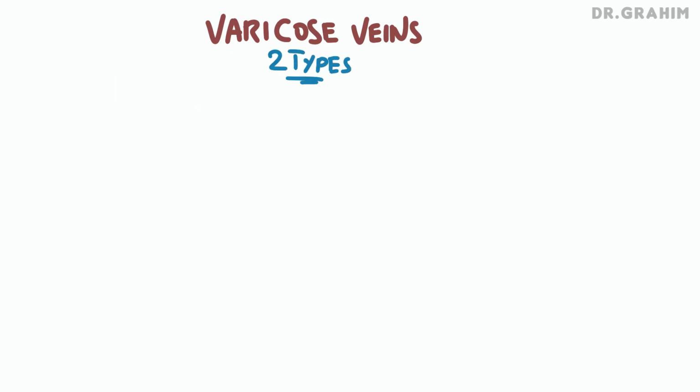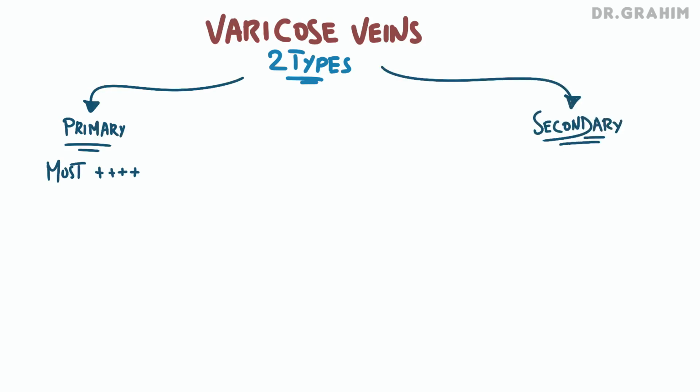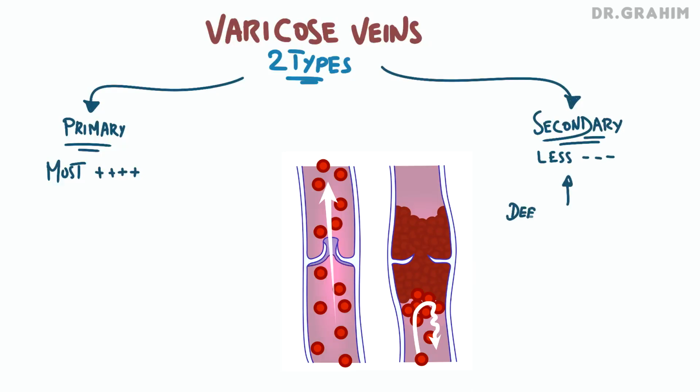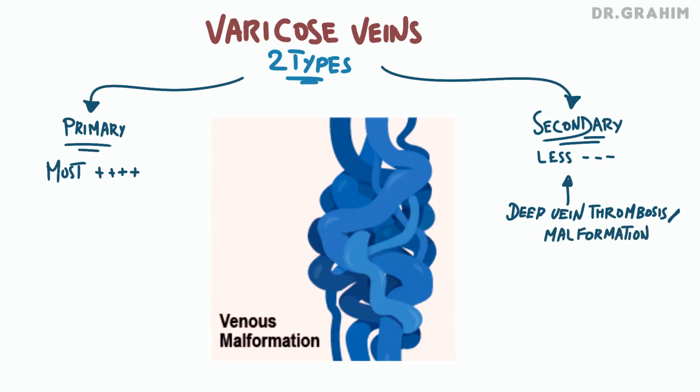There are two main types of varicose veins: primary varicose veins, which are the most common type and are not caused by any underlying pathology, and secondary varicose veins, which are less frequent. They are usually associated with conditions such as deep vein thrombosis or venous malformations.